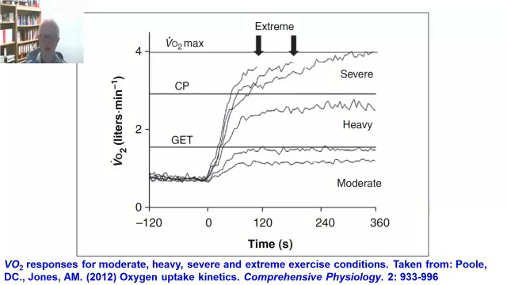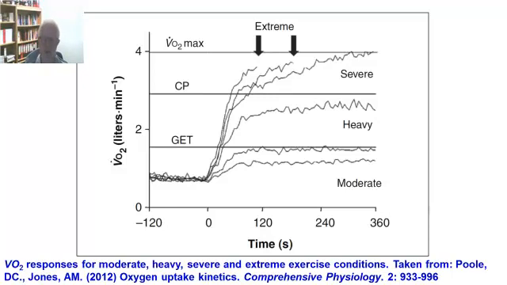So what we have identified are 3 exercise domains. And these are the only exercise domains you need to think about. Exercise is either moderate, below the gas exchange threshold, where we get steady state. We get a deficit, of course, we have to borrow the energy at the onset of exercise, but we reach steady state in about 2-3 minutes.